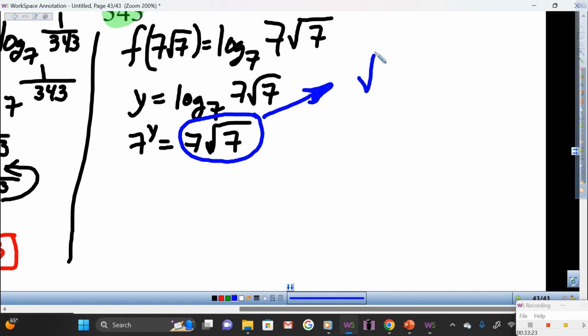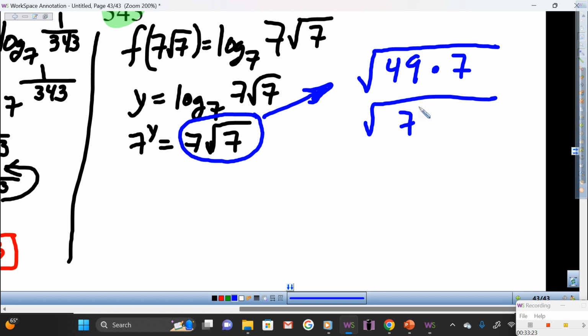Everyone? 49, is that correct? Times, what's inside already? 7. All right, can I write 49 in base 7? 7 to the what? Second power times 7 to the first. So can you agree that 7 to the second times 7 to the first is what? 7 to the third power.